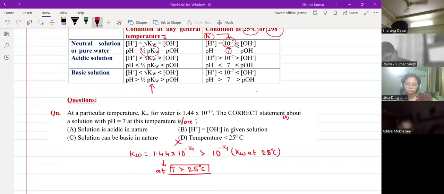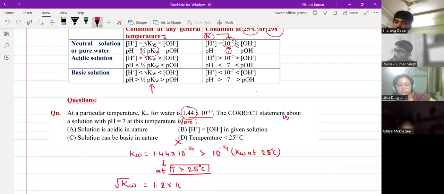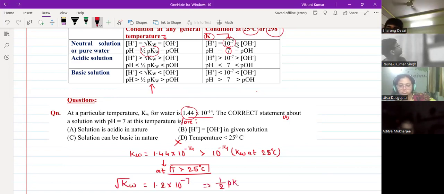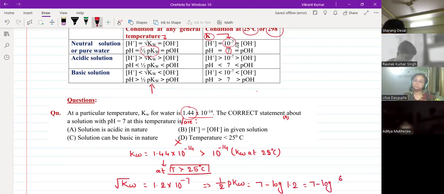Now we'll talk about this one. The strategy is that I can find root Kw or half pKw. If I find it a perfect square, which I can handle with squares, like the value I have given you, root Kw will be 1.2 into 10 raised to minus 7. Now from here, if I want half pKw, I'll directly write 7 minus log 1.2. Is it okay? And that will be 7 minus log, this is 6 by 5.